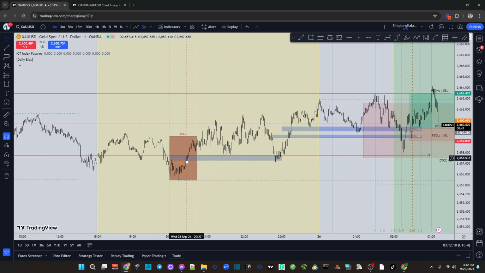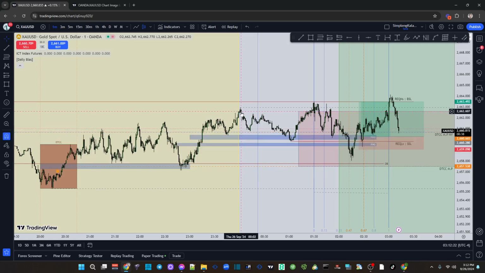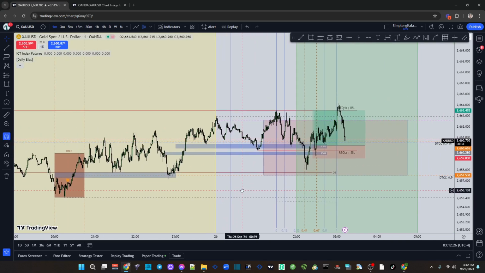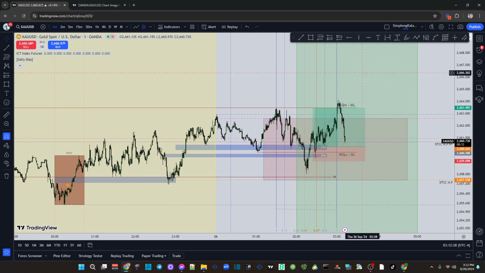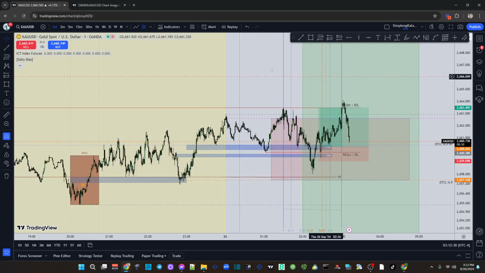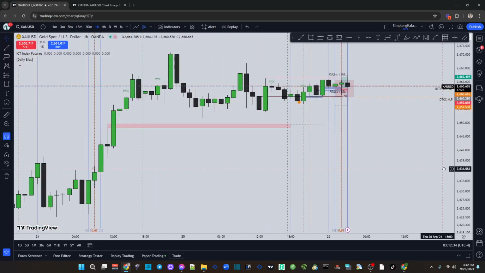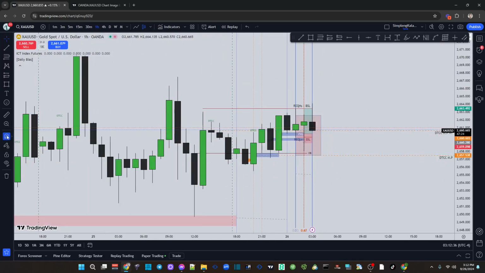And then I mark the middle of that one. I also mark the midnight open. And I also have the London session here. So in the London, let's go to the hourly first, lining this out.